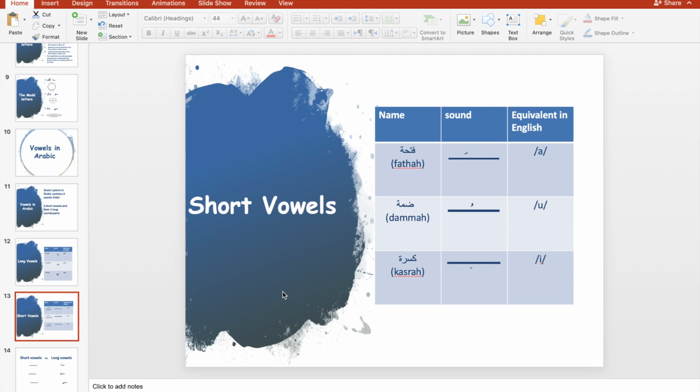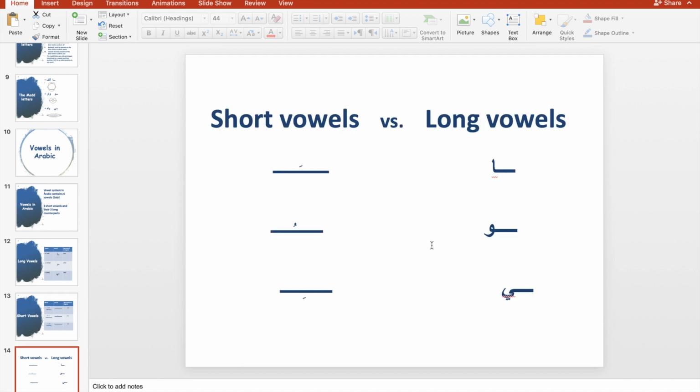The short vowels are fatha, and the sound is a, a, a. Damma, and the sound is u, u, u. And finally kasra, and the sound is i, i, i. Here I will put them against each other so you can compare.